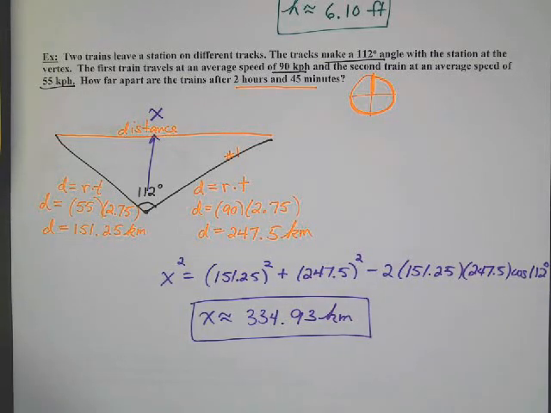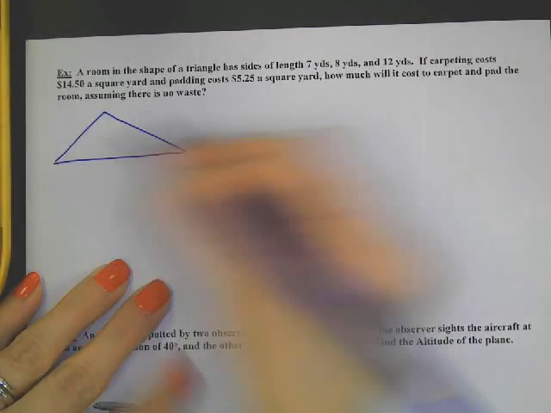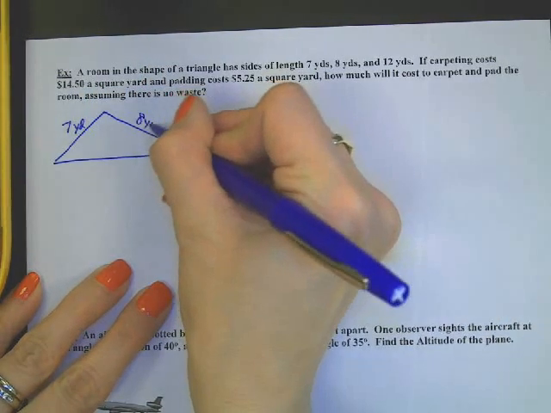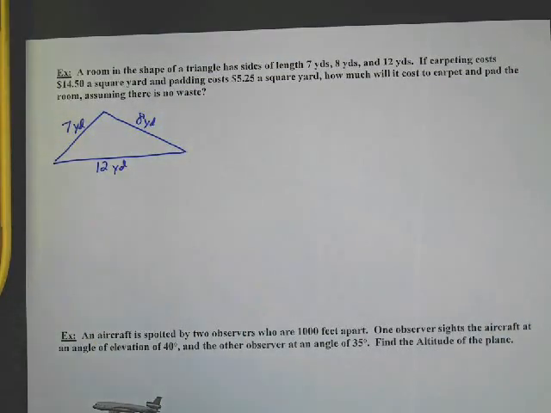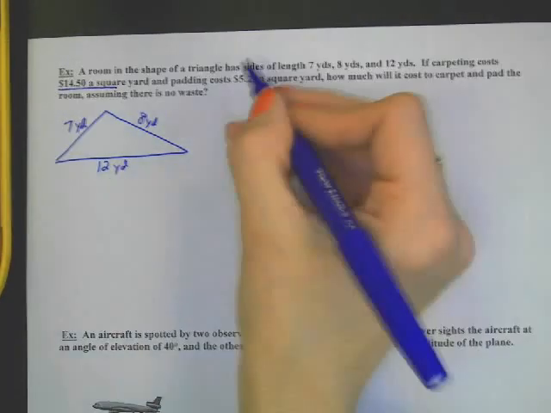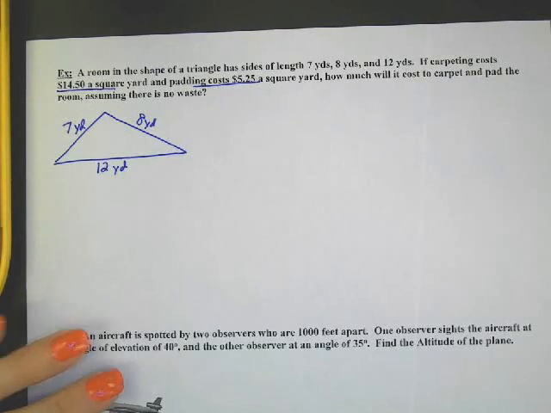Okay, let's take a look at a couple more word problems. This is why we're doing these formulas for real-life situations. Except this is a little weird because I've never seen a room in the shape of a triangle. But this is a weird room, and it might be a closet. The sides are 7 yards, 8 yards, and 12 yards. Okay, so it's clearly not a right triangle. Carpeting costs $14.50 a square yard. Oh, and of course, under the carpeting, did you know you have to buy padding, which costs $5.25 a square yard? So that's how they get you.